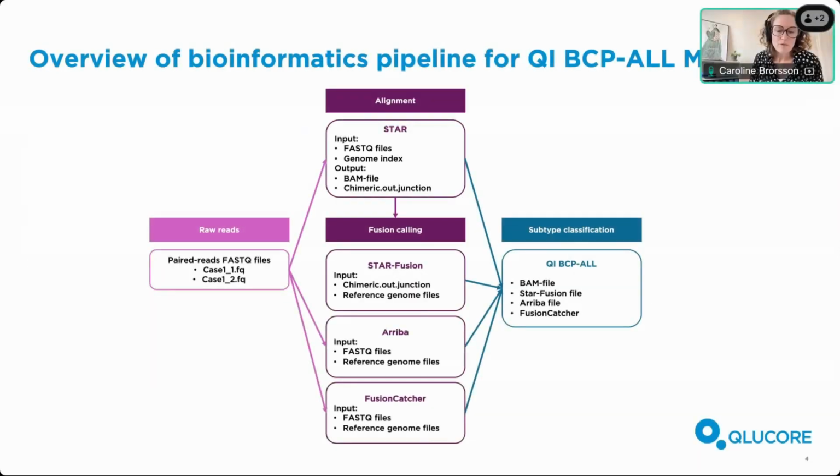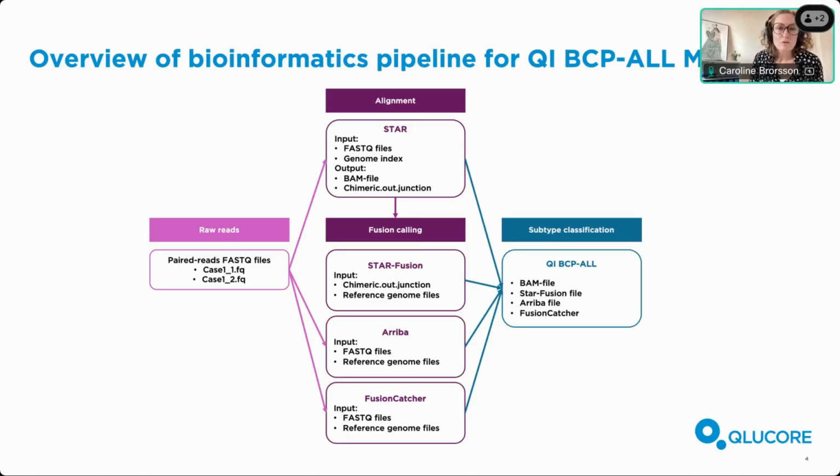Today, I'm going to walk you through how to run sequence alignment and gene fusion calling for Qlucore Insights. I use our BCP ALL classifier as a model. This is a schematic overview of the bioinformatics pipeline that we have set up. It uses open source tools that usually run on large Linux clusters, and this can be quite challenging for people who don't have a bioinformatics background.